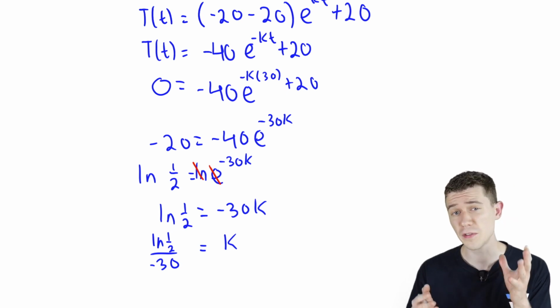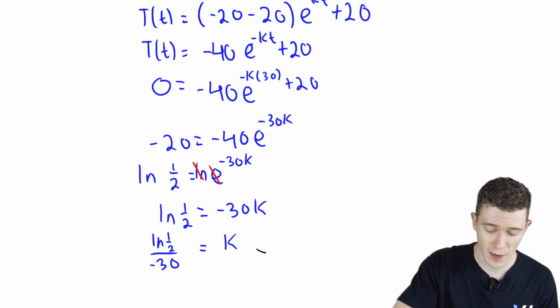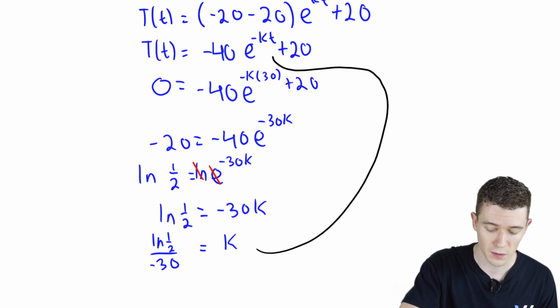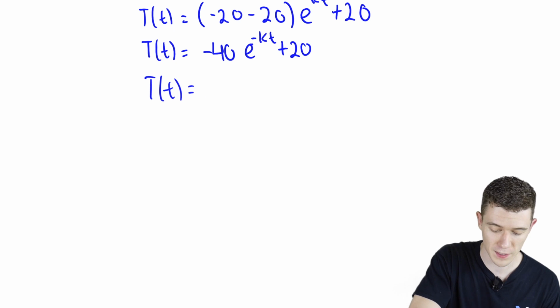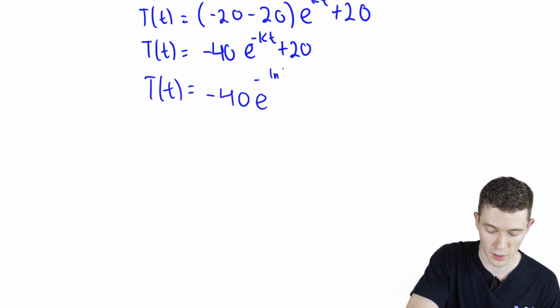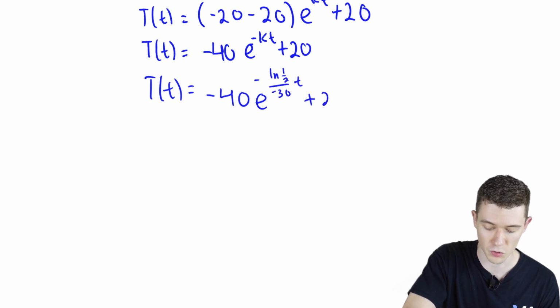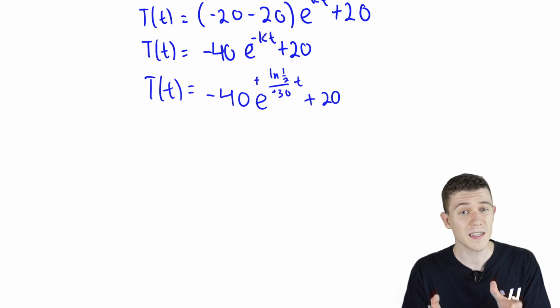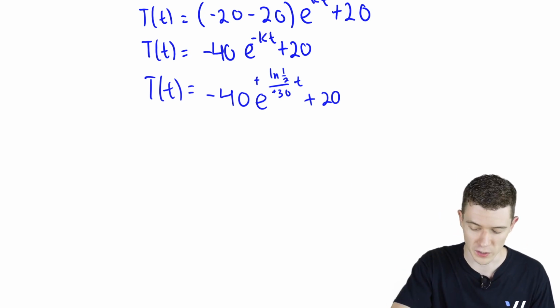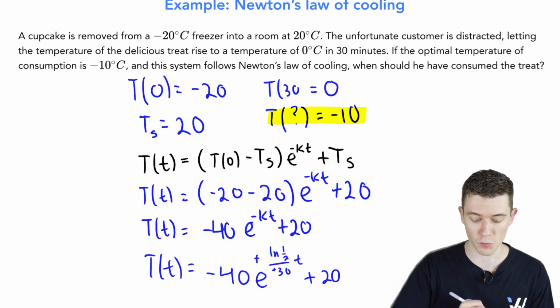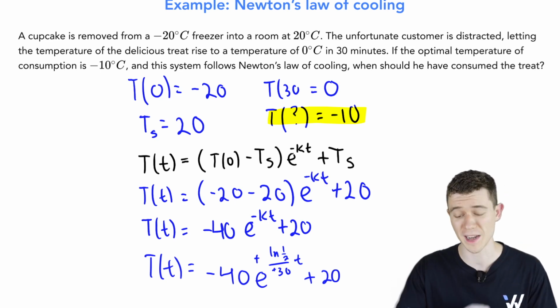In usual fashion for these questions, we can go ahead, take this value, and plug it in to our big equation. We get that our full temperature at time t is minus 40 e to the minus natural log of 1/2 over minus 30 t plus 20. Certainly we could cancel that negative over a negative if you like. So this gives us the temperature of our function at any time we want. What was that question? The question was T of what equals negative 10. We're ready to answer this.